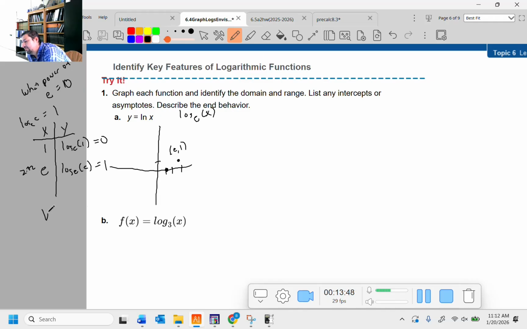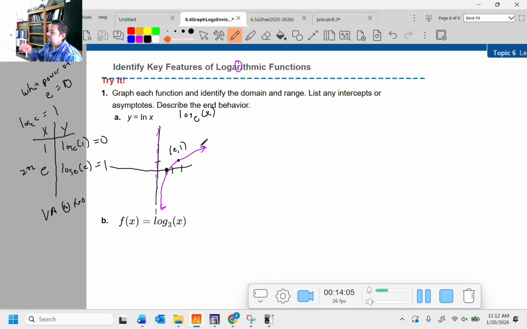Now, it is a logarithm. It has a vertical asymptote at x equals 0. So that needs to be drawn in. I cannot cross it. It is a logarithm. It looks like an R. And there is the graph of my logarithm.